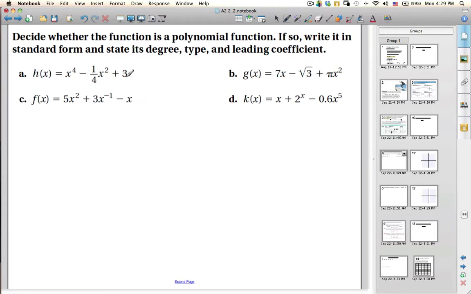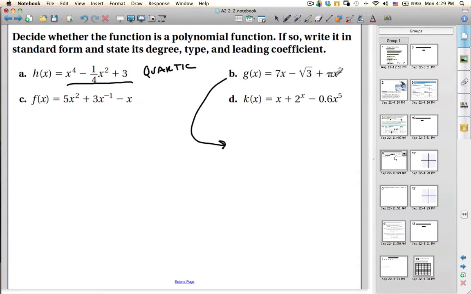If I take a look here at number 1, I can see, okay, I have x to the 4th minus x squared plus 3. Okay, so I'm in descending powers. I'm in standard form. It's already there. It's quartic because it's to the 4th power, and it's already in standard form. That looks pretty good.